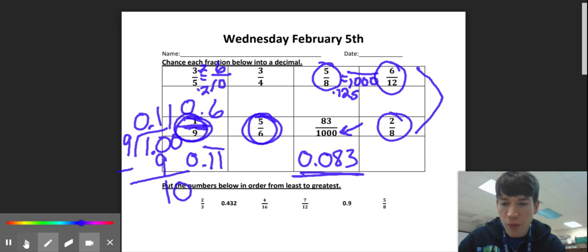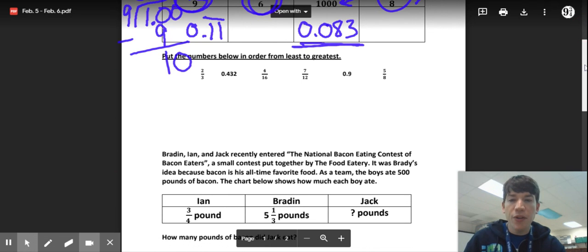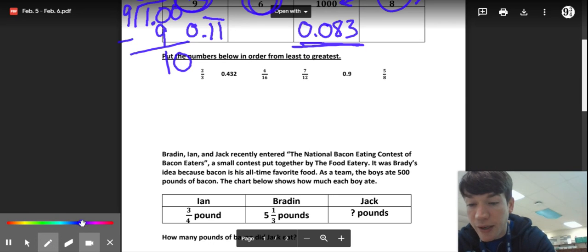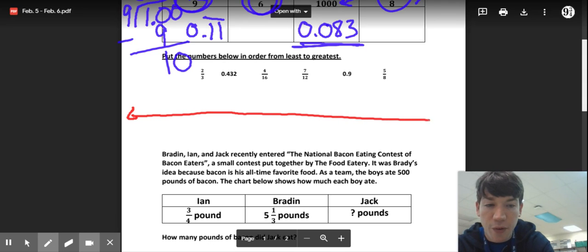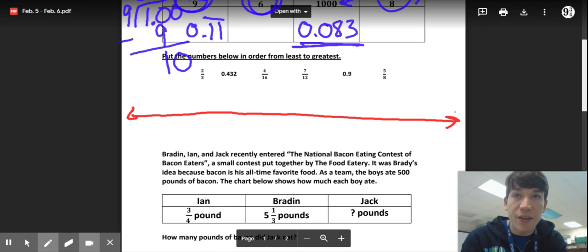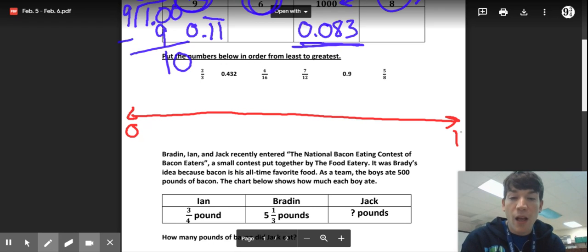All right. Moving down. The next section says, put the numbers below in order from least to greatest. Notice I didn't give you any means to do that here, so I didn't give you a number line. I'm going to make a number line. Just because I don't give you a number line doesn't mean you can't use one. The first thing I notice about all of these numbers is that none of them are more than a whole. So my number line can easily go from 0 to a whole.